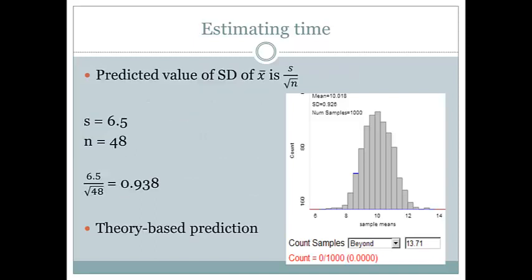The predicted value of the standard deviation of the sample means is given by the equation s over the square root of n. In this case, s is the sample standard deviation, that's 6.5 seconds. The sample size is 48, giving us a theory-based prediction for the standard deviation of sample means of 0.938. Notice that that's very similar to the standard deviation we got when we simulated, 0.926. They're not exactly the same because the simulation will always be a little bit different than your theory-based, because every time we simulate we get a different set of simulated statistics.